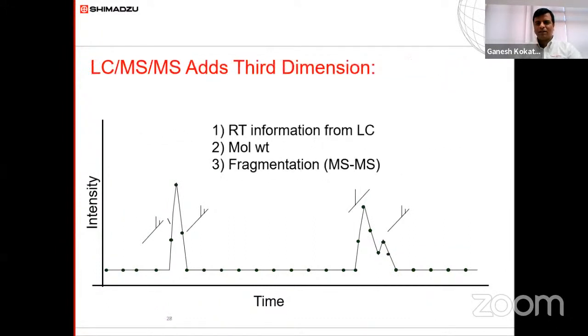But the third one is LCMSMS. So what is LCMSMS? It gives you the retention time information with the help of LC, and molecular weight, as well as the fragmentation pattern. That is, what the different fragmentation patterns of that particular compound are.